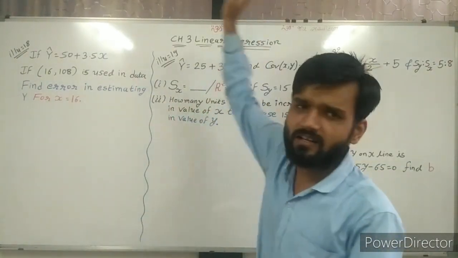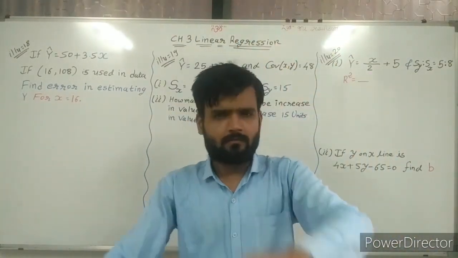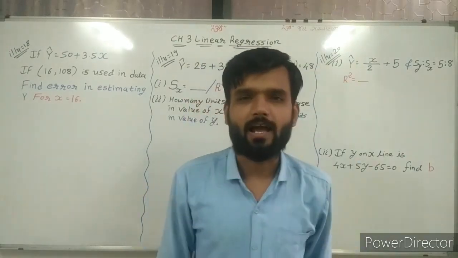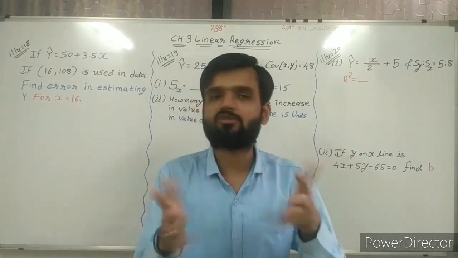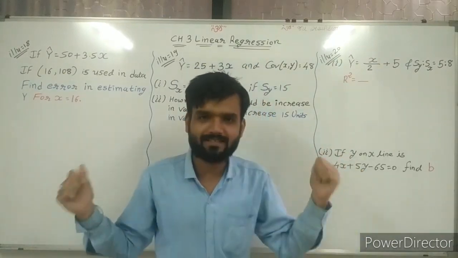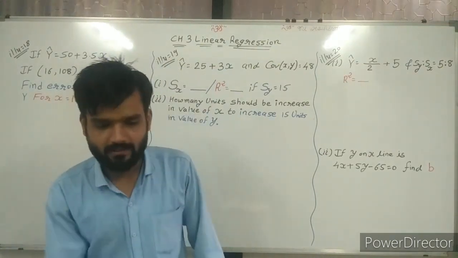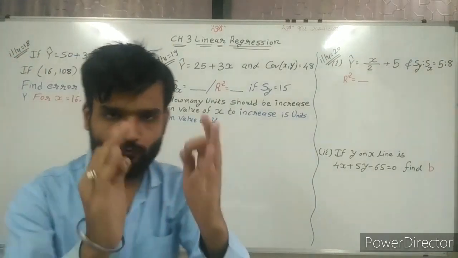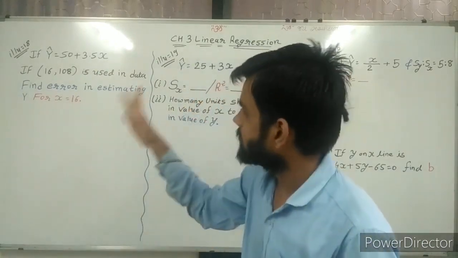All the sums are different. Chapter number 3, best sums which can be asked in your examination in 3 marks, 2 marks. A 5 marker question is not possible from these sums. So now try to understand, please. Starting with illustration number 18. First of all, I am reading the question, then after that doing the sum.